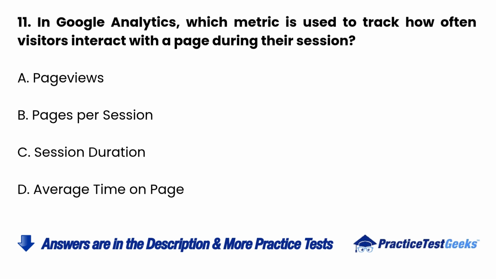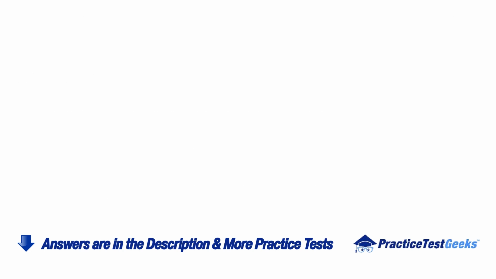11. In Google Analytics, which metric is used to track how often visitors interact with a page during their session? A. Page views. B. Pages per session. C. Session duration. D. Average time on page.